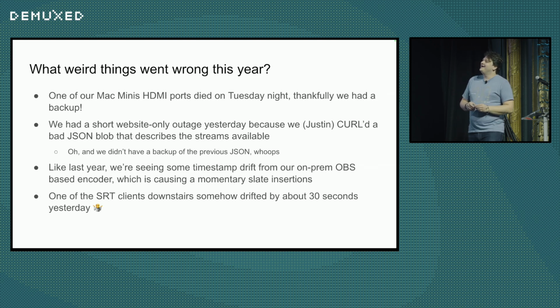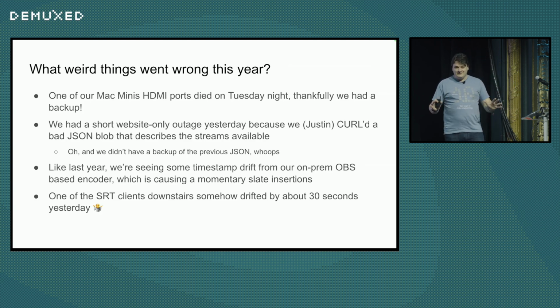It was great. We've seen some weird timestamp drift still from this encoder. It's only this encoder that does this. I still have no idea what's going on. So I really need to sit down with this specific encoder to work out why we're seeing a little bit of timestamp drift. And one of the SRT clients on that little local network that literally has 3 machines on it drifted by about 30 seconds yesterday, and I have no idea why or how. I'm a little bit suspicious that someone paused it and then came back to it and it just ended up behind, but I'm not entirely sure.